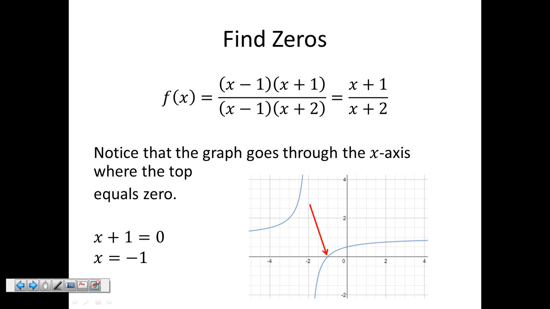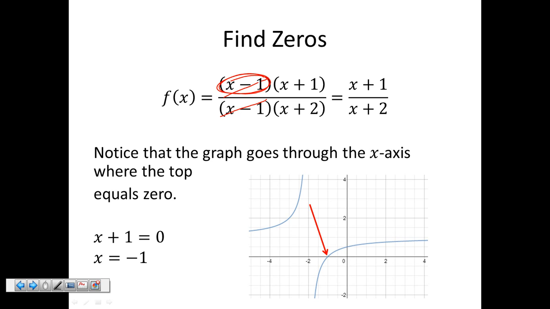All right, now, while we're here, let's talk about finding the zeros. All we got to do is set the top equal to 0. Now, the top equals 0 only at negative 1. It does not equal 0 at 1 because that part canceled out. Remember, we canceled out the x minus 1. So this part doesn't get a chance to make another 0.